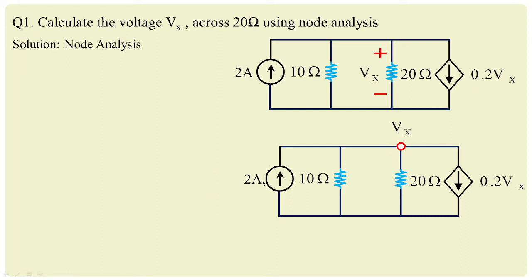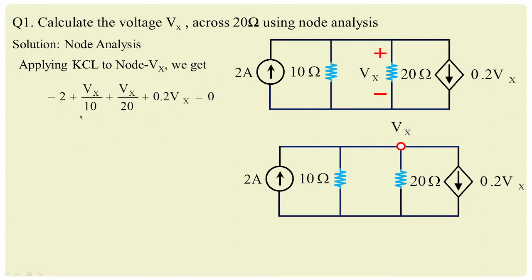Now the 2 amperes source current is incoming towards the node Vx. 0.2 Vx is the voltage dependent current source which is going away from the node, and since we assume Vx to be at higher potential, the branch current Vx by 10 and the branch current Vx by 20 will leave this particular node. Then applying KCL at this node, we get minus 2 plus Vx by 10 plus Vx by 20 plus 0.2 Vx is equal to 0.